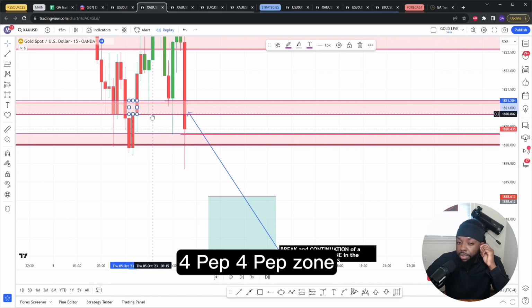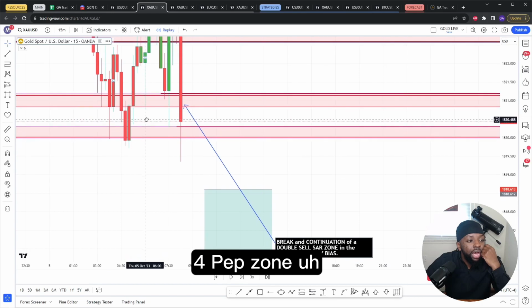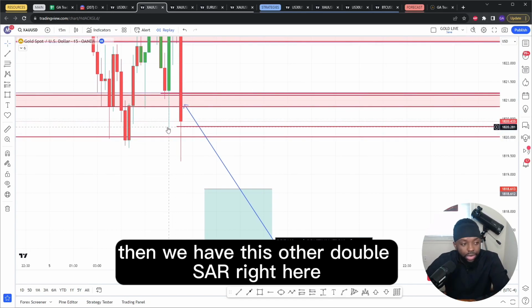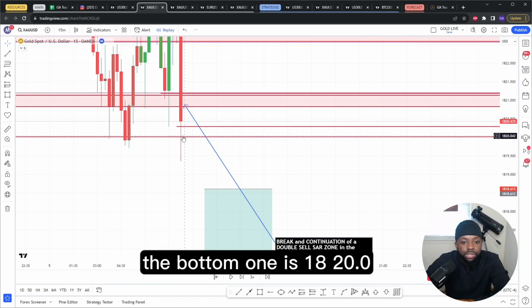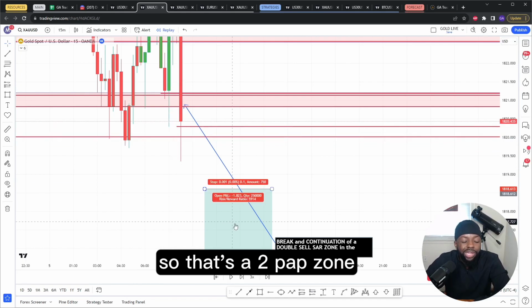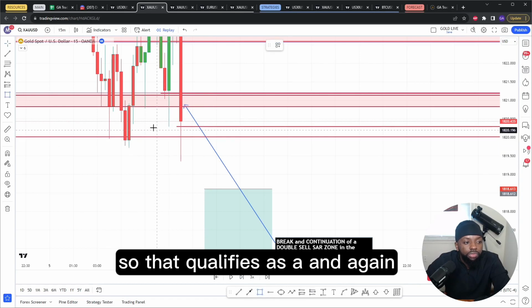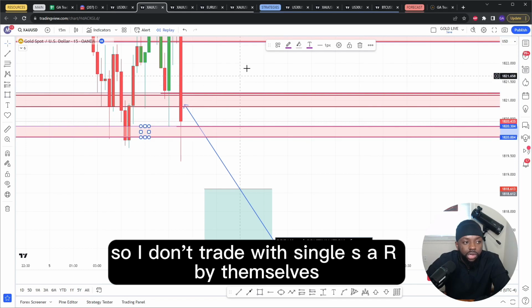So that is a 4 pip zone. Then we have this other double SAR right here. The top is 1820.2, the bottom one is 1820.0, so that's a 2 pip zone, so that qualifies, and again, it's at least a double SAR, so I don't trade with single SARs by themselves.